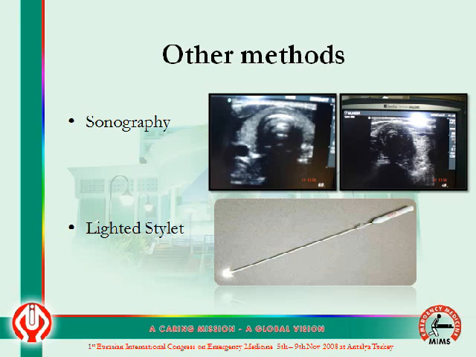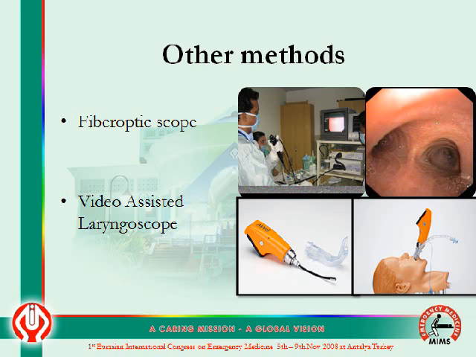Sonography is a new method to confirm the tube. Here is a normal trachea with air in the trachea, and here the tube is in the trachea. A lighted stylet is sometimes useful to detect the tube position. The fiber optic scope and video assisted laryngoscope are useful to confirm the tube position, but they are expensive and the endoscopists or laryngoscopists need experience as well.